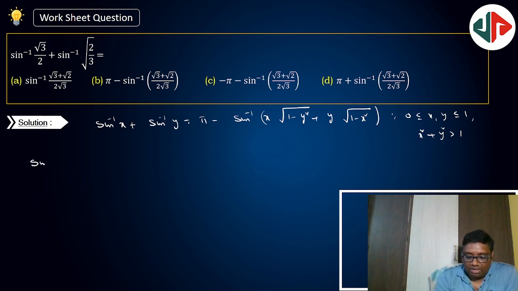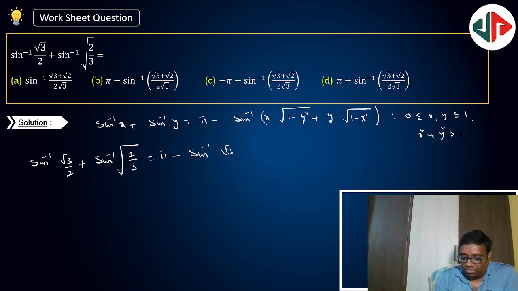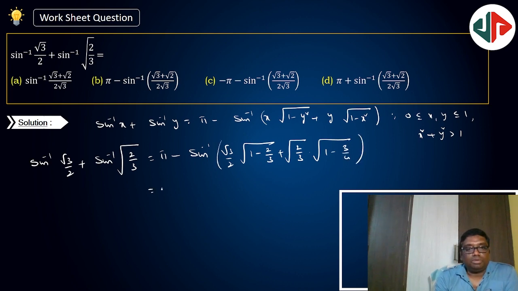So using this formula, sin inverse of root 3 by 2 plus sin inverse of square root of 2 by 3 is always equal to pi minus sin inverse of root 3 by 2 into square root of 1 minus 2 by 3 plus square root of 2 by 3 into square root of 1 minus 3 by 4. Please simplify. That is only our answer.